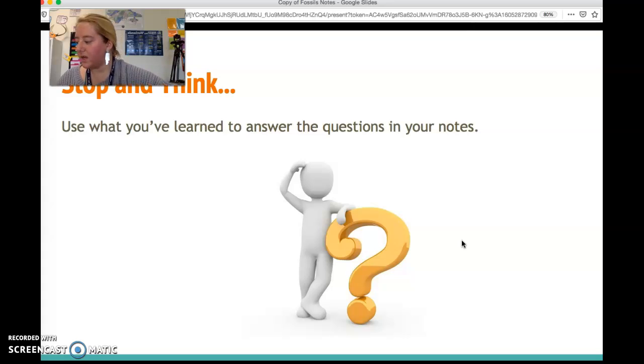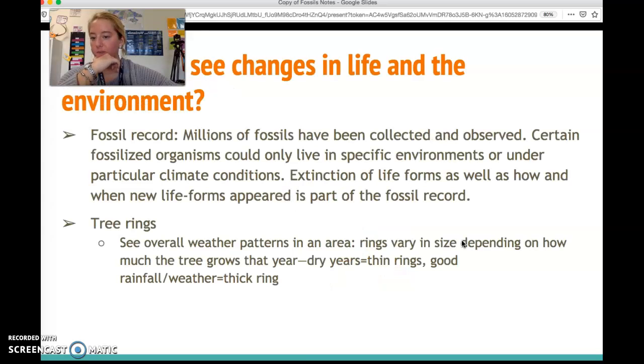So you don't have any questions in your notes. We're just going to move on to our other page here. Again, we've got some highlighting to do. Please do that. So our question here is, how can we see changes in life in the environment?